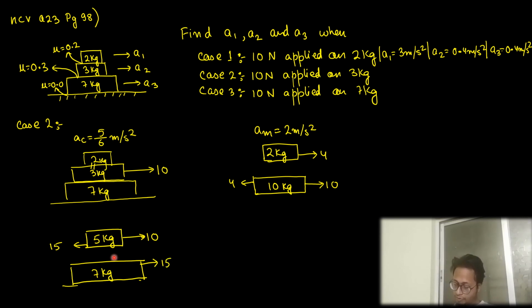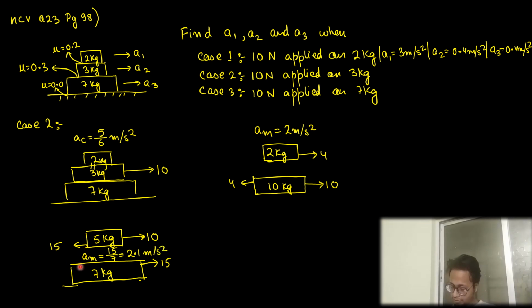Now tell me, where do you have to compare the maximum acceleration? Maximum acceleration of this body against this value, or maximum acceleration of this body against this value? Where is friction force the driving force? On the 7 kg block. So you have to compare the maximum acceleration out here, which is equal to 15 by 7, or 2.1 meter per second square.